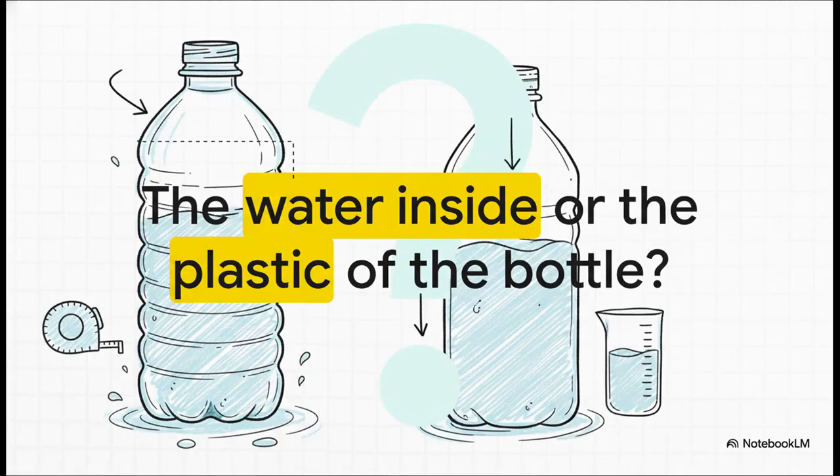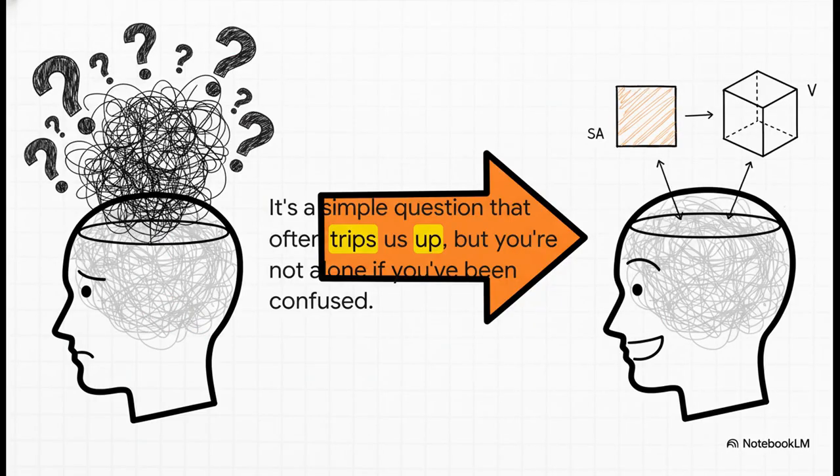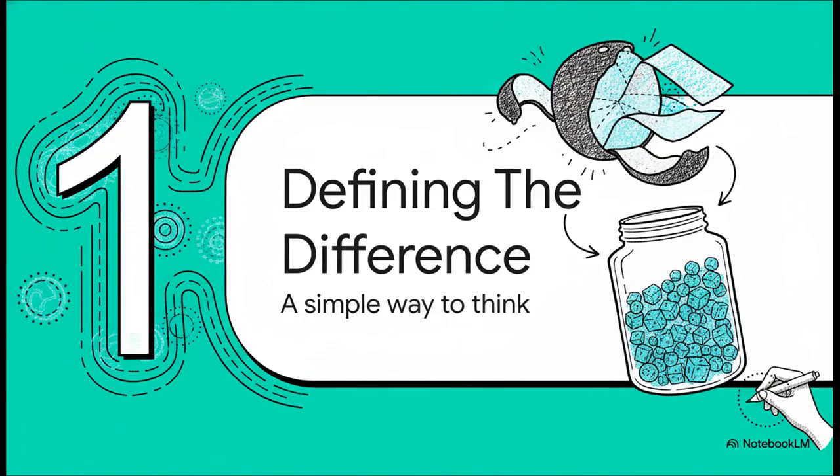Think about a water bottle, right? Are you talking about the plastic of the bottle, or are you talking about the water it can hold? They're two completely different measurements, and that's the absolute heart of the puzzle we're going to solve. And hey, if you've ever felt a little bit mixed up by this, you are definitely not alone. It's a super common point of confusion. But I promise, by the end of this, you're going to have a dead simple way to remember the difference forever. All right, so let's get right into it and define the difference.